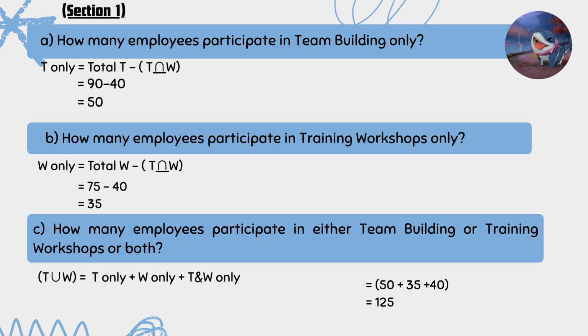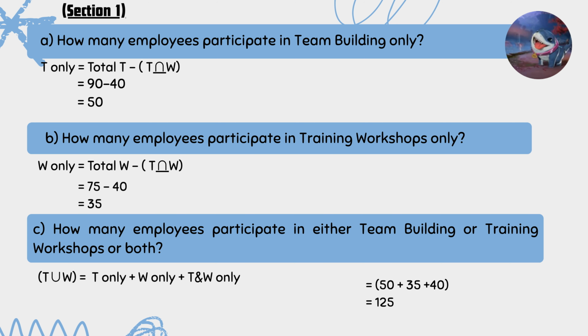B. How many employees participate in workshop? The total number in training workshop is 75. Again, 40 of them also join team building. So, to find how many employees participate only in workshop, it is 75 minus 40, and we get 35 employees.